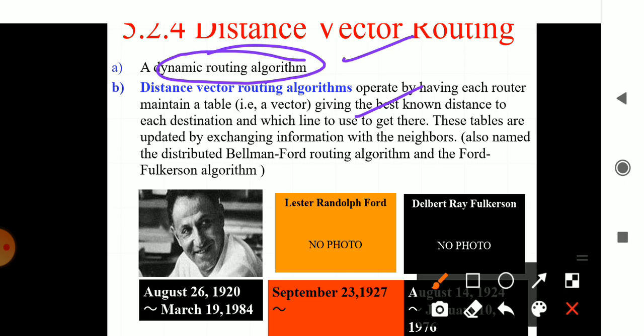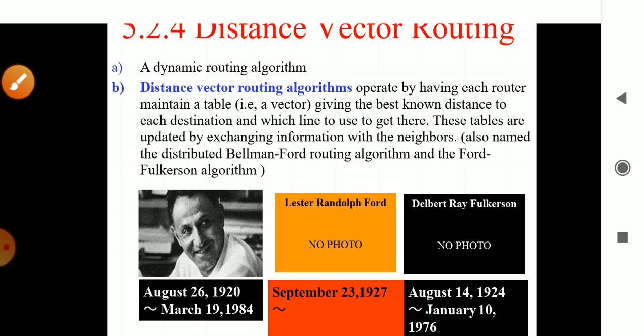This distance vector routing was introduced by two people, Bellman Ford and Ford Fulkerson. These two people introduced this routing algorithm, so it is named after them: the Bellman Ford routing algorithm or Ford Fulkerson algorithm. So distance vector routing can be called either the Bellman Ford routing algorithm or the Ford Fulkerson algorithm. As the name says, it is based on distance only, and the routes are distinguished from each other.